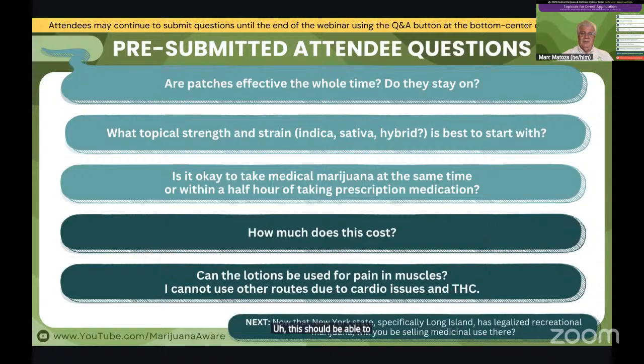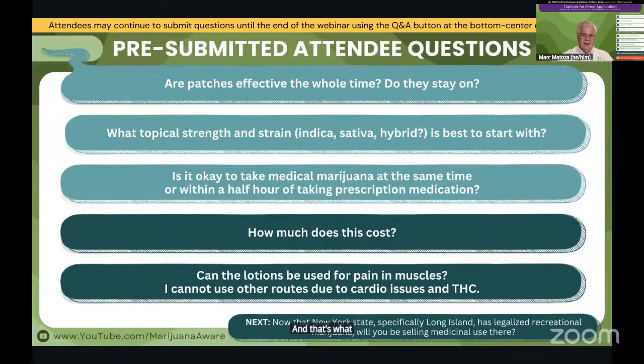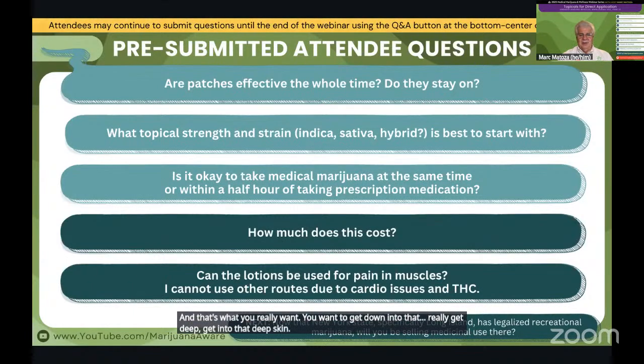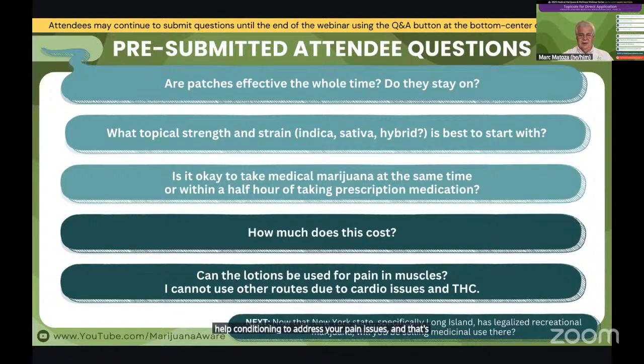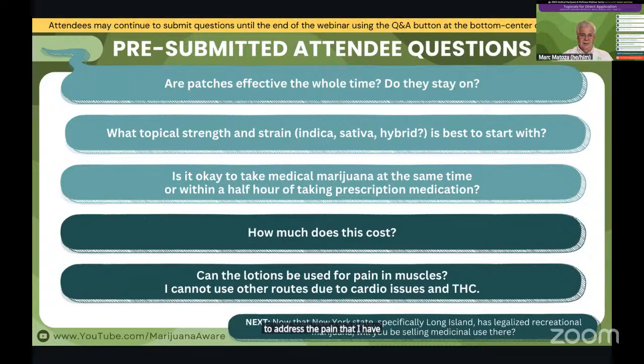Now, in your case, because it's pain in the muscles, I would probably look for a transdermal product because the transdermal product goes below the epidermis and gets right into the dermis. And that's what you really want. You want to get down into that deep skin to help address your pain issues. And that's what I find. I typically use a transdermal product to address the pain that I have, especially when I've been working out. Hopefully that answered that question.